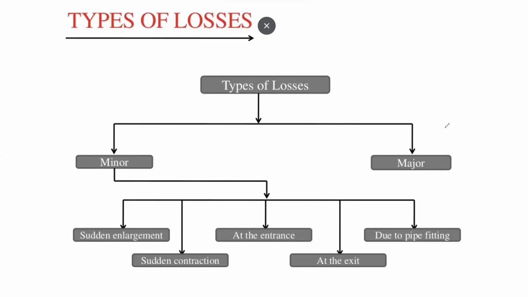Everyone has drawn the flowchart. Losses are of two types. The first one is major loss. The second one is minor loss. Major loss is only of a single type, that is major loss. And the second one is minor loss. If I'm talking about minor loss, it can be sudden enlargement, sudden contraction, at the entrance, at the exit, or due to pipe fitting. You have to write all these things.